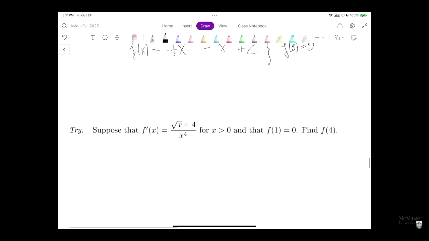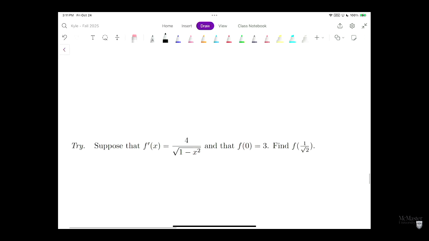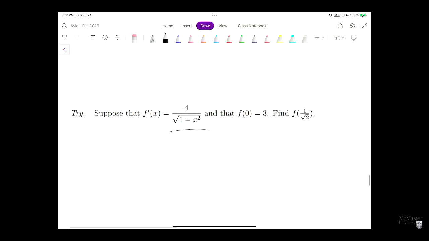Alrighty. This is another good one. This is homework. Oh, guys, what's the antiderivative of this one? Yes, arc sine, very good. And then you just plug it in. So here, let's just do this really quick. So f of x is 4 arc sine of x plus c.